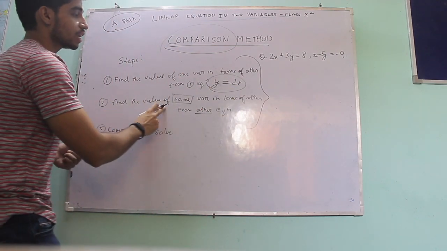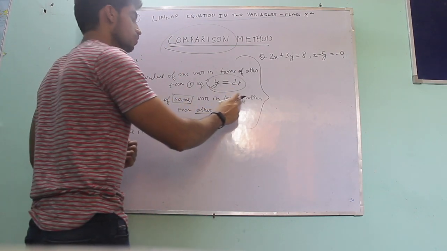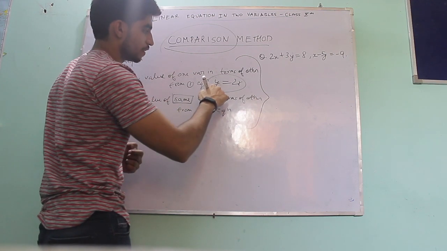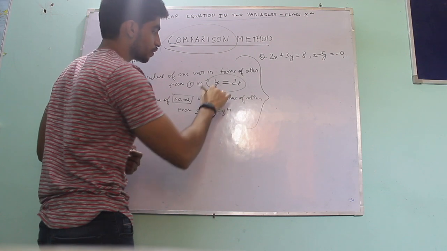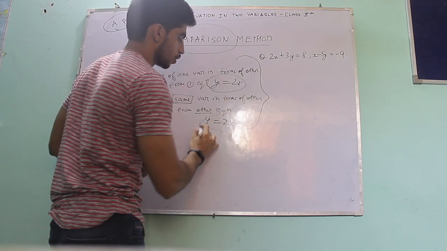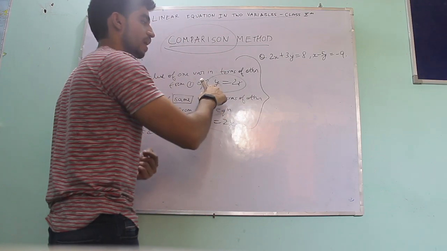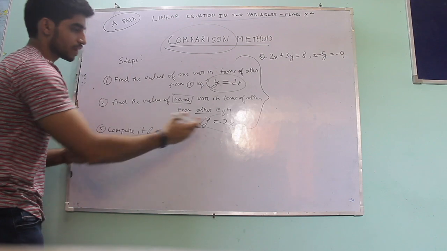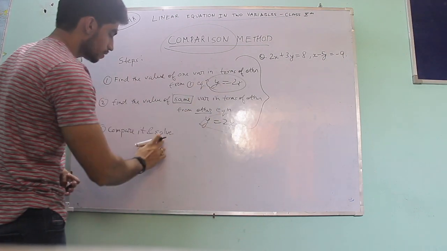Second step: find the value of the same variable in terms of the other from the other equation. That is, if we have found y is equal to 2x, we have to find the same variable in terms of the other variable, not x in terms of y, because we have found y in terms of x here. So this was our first step. The third step is we have to compare these two and solve it.